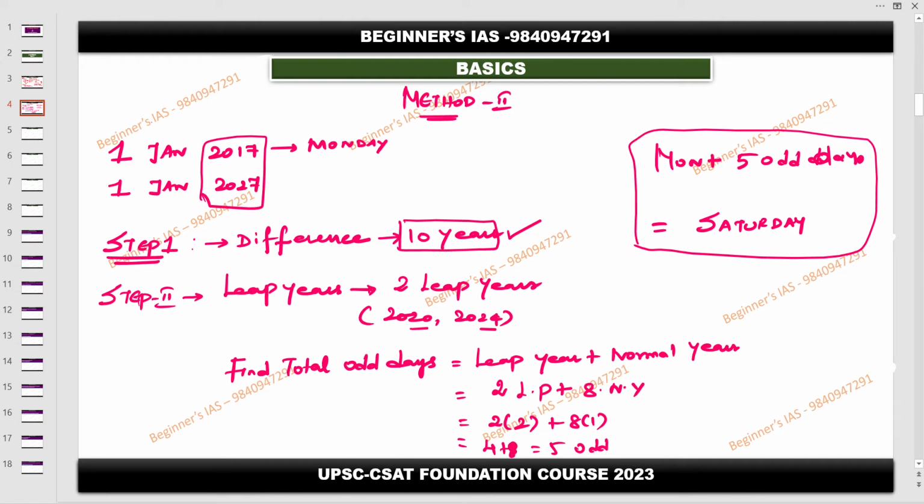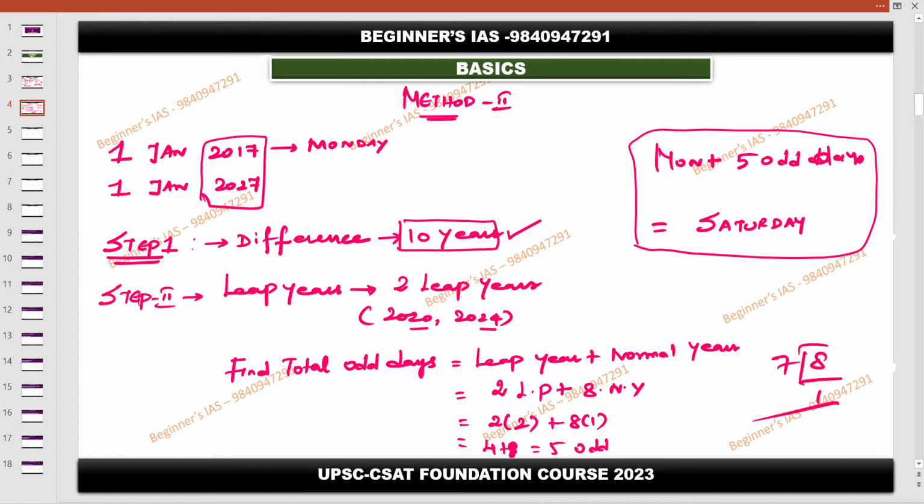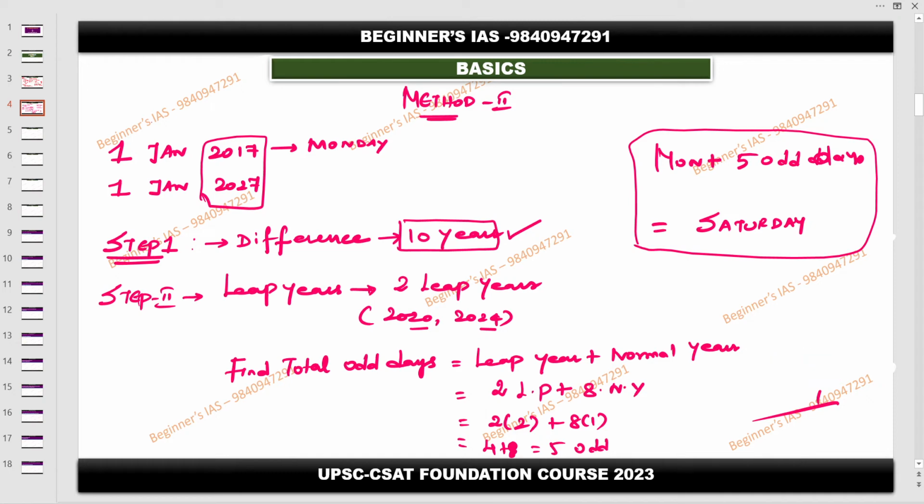Sir, 4 plus 1, 4 plus 8. Yes, sir. Fine. How I calculated: 8 divided by 7, obviously the remainder is 1. That is okay, your doubt is right. Why am I writing 1 here? If you want, you can write this also: 4 plus 8, which is equal to 12. So here also you will get 5 odd days.